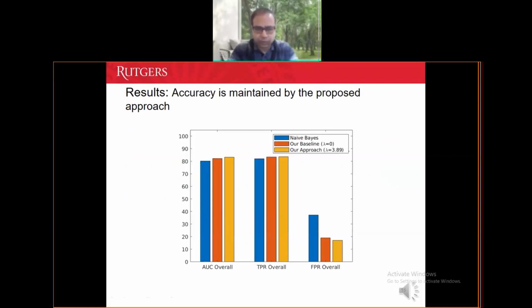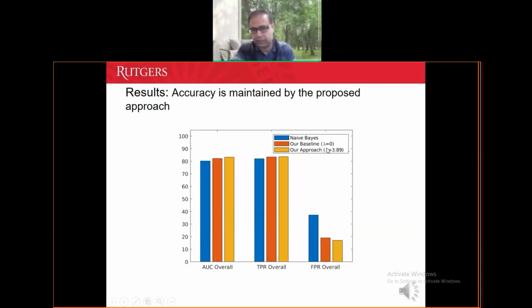Our results more or less say that, when we compare three things, the first one was naive Bayes, which I guess is the closest traditional approach. The second was our baseline, this Bayesian fusion. It would use things like agreement coefficient and weights, but it would not consider fairness as part of computing those weights. So that's the second approach in orange.